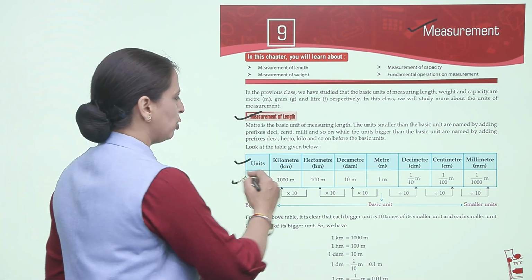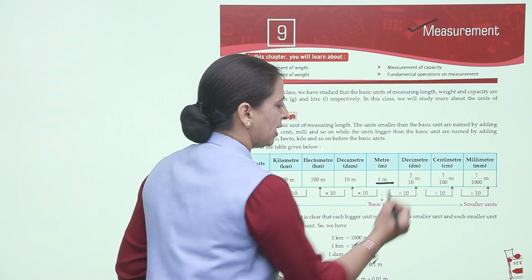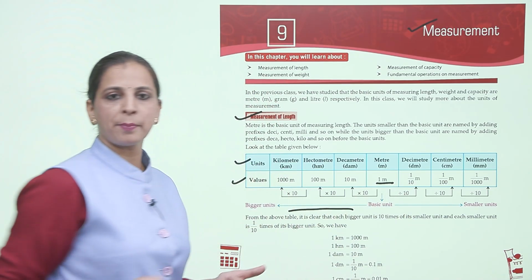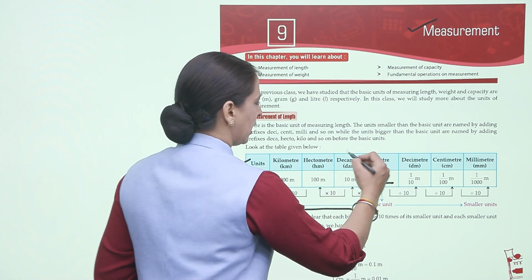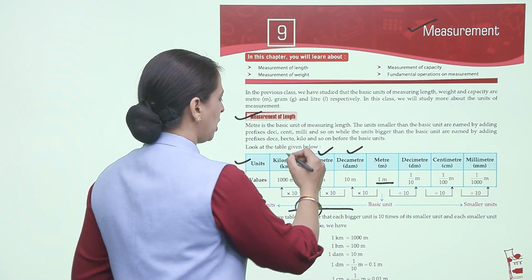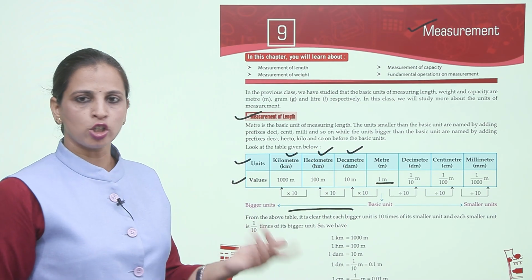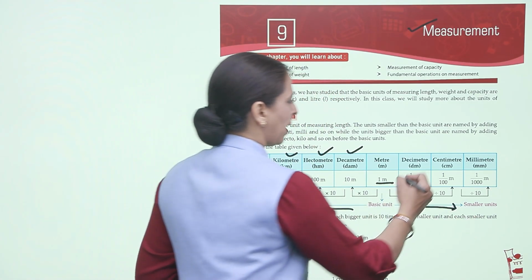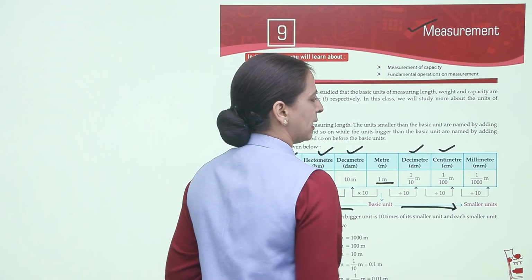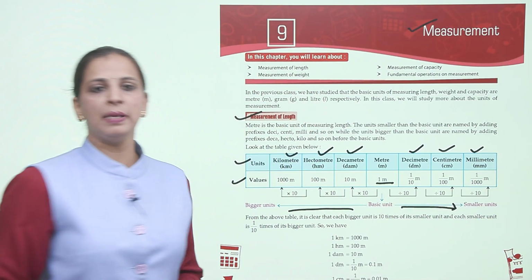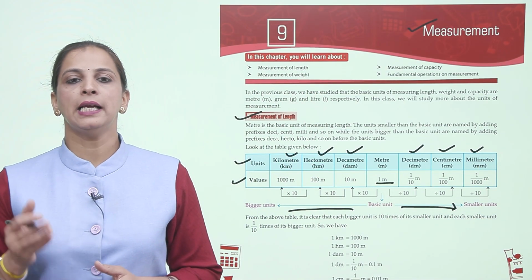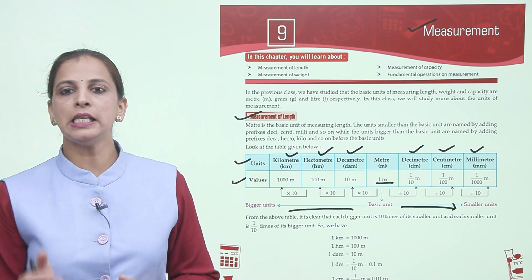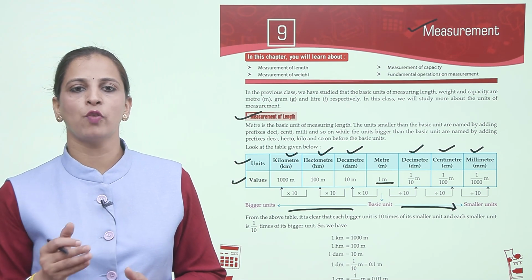Units are given, values are given. This is our basic unit, here 1 meter. The bigger units are multiplied by 10, that is 10 decameter, 100 hectometer and 1000 kilometer. And the smaller units here are divided by 10. So 1/10 is decimeter, 1/100 is centimeter and 1/1000 is millimeter. From the above table, it is clear that each bigger unit is 10 times of its smaller unit and each smaller unit is 1/10 times of its bigger unit.